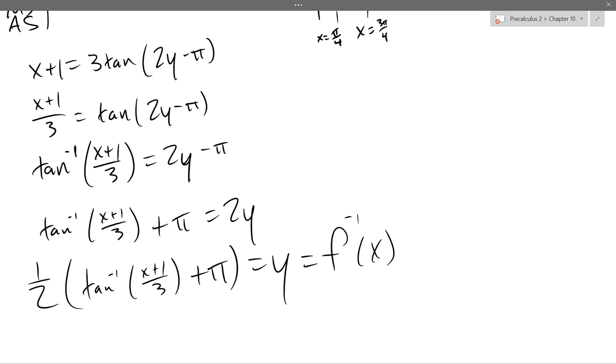What we're going to do now is graph this thing. So we're going to take it over to Fooplot, we're going to graph the original, graph this, and hopefully we can see that the graphs are inverses of each other.